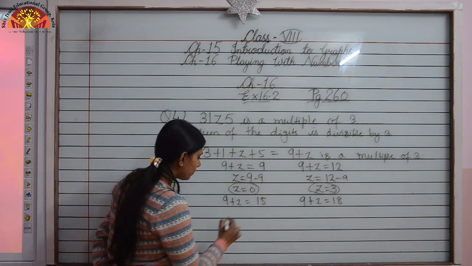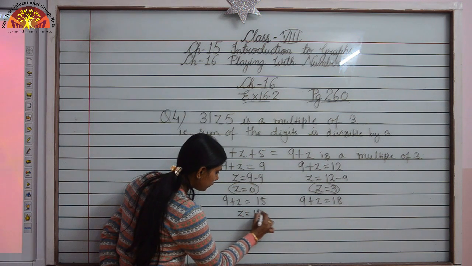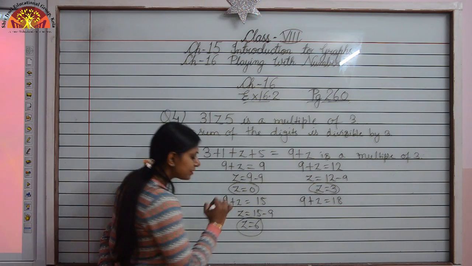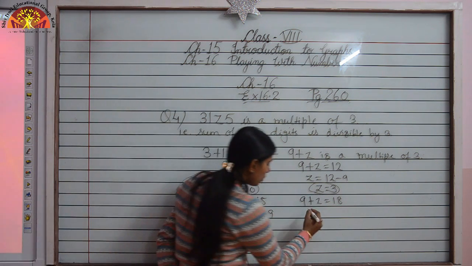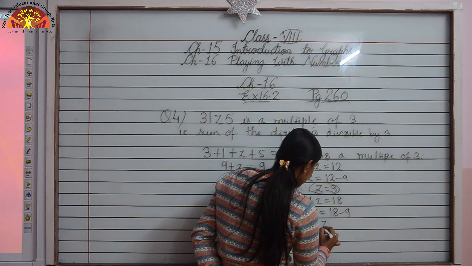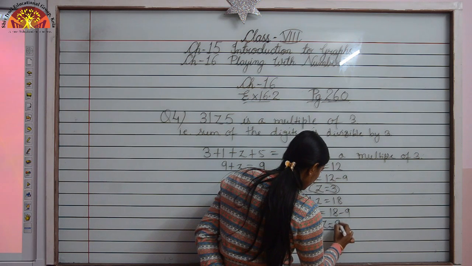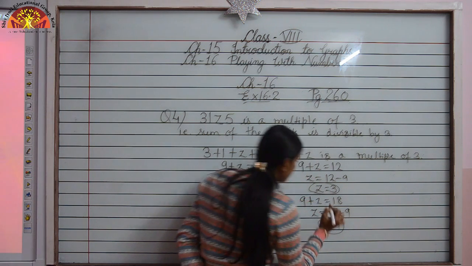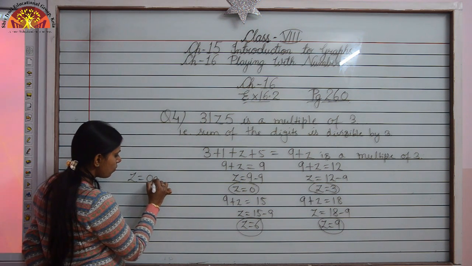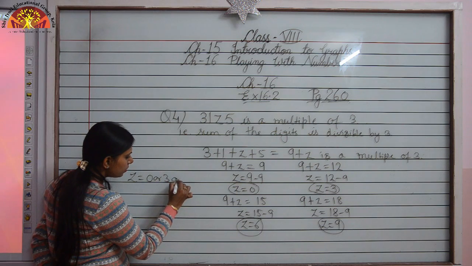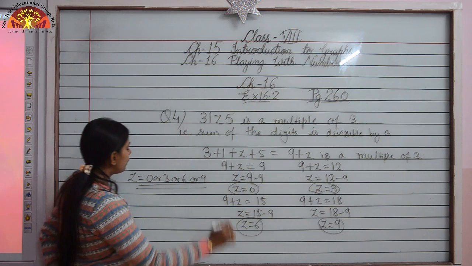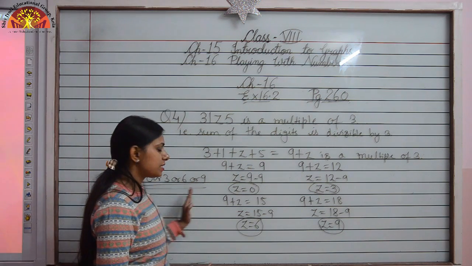Now the next one, z is equal to 15 minus 9, so z is equal to 6, that means z can also be 6. Now z is equal to 18 minus 9, so z is equal to 9, that means the value of z can be 0 or 3 or 6 or 9. Is it clear? That means the value of z can be 0 or 3 or 6 or 9.